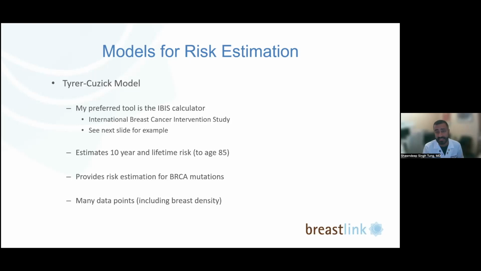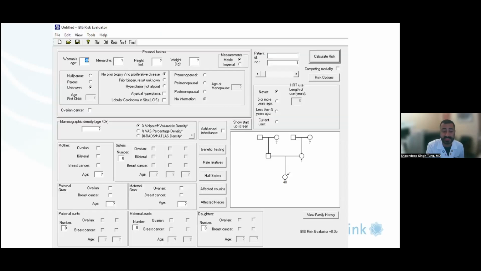The more dense the breast is, sometimes the more difficult it can be to discern small lesions on mammography. And being able to enter that into a risk calculator, we can determine the patients that may be at higher risk because of that breast density.